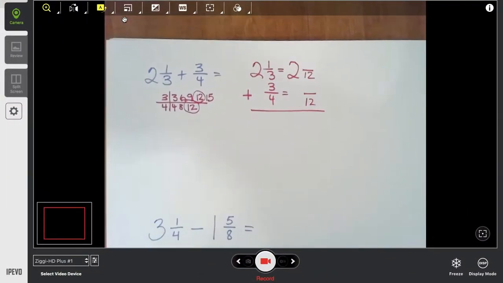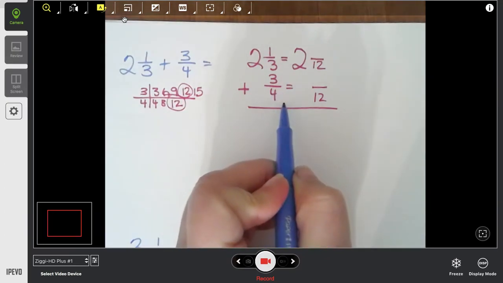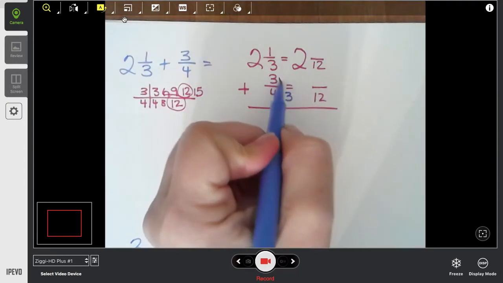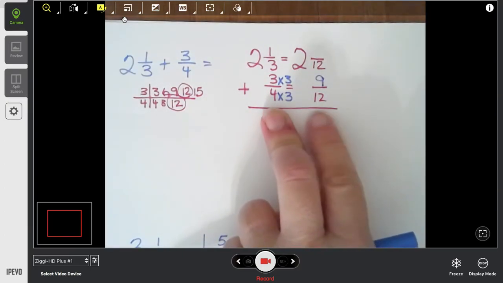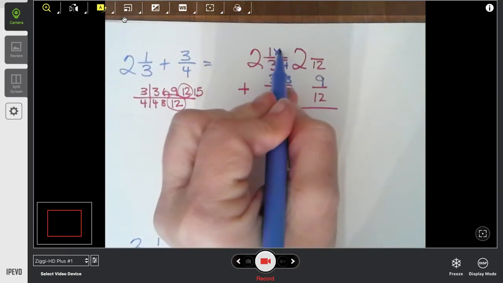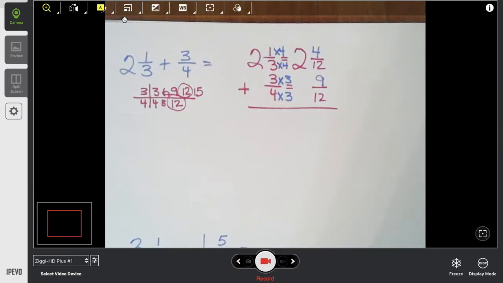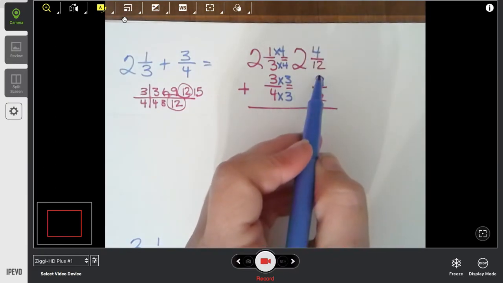All right, so let's take a look at these denominators. If I'm going from 4 to 12, I'm going to do 4 times 3 is 12. What I do down, I also have to do on the top. 3 times 3 is 9. So 3/4 is equivalent to 9/12. All right, we're going to change this third to 12. So times 4, times 4. 1 times 4 is 4. Now we can add 4 twelfths plus 9 twelfths is 13 twelfths.